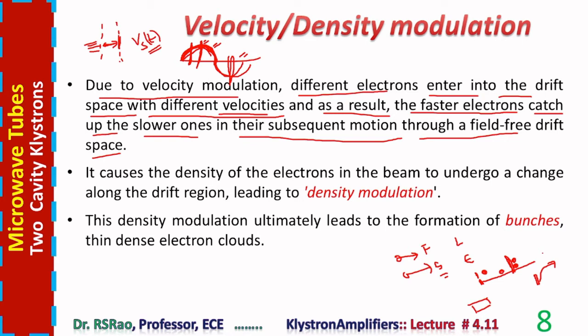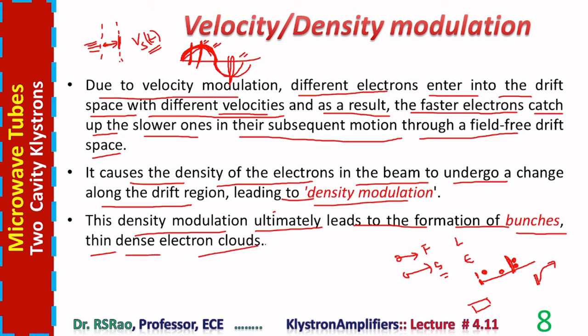As already mentioned, understanding becomes easy if you accept the fact that bunches are with amplified signal. Bunches carry energetic signal. Bunches carry signal enhanced. Bunches delivering energy to the gap means bunches giving the amplified signal to the grid gap, which is then taken out with current flow. Now, it causes the density of the electrons in the beam to undergo a change along the drift region, leading to density modulation. This density modulation ultimately leads to formation of bunches, thin, dense electron clouds.